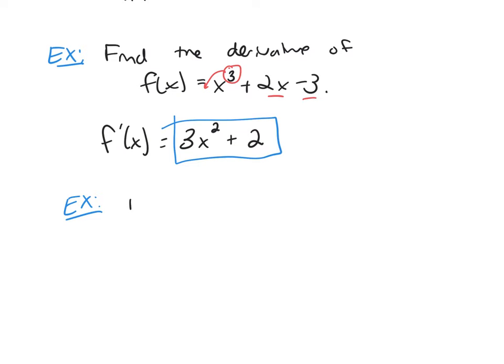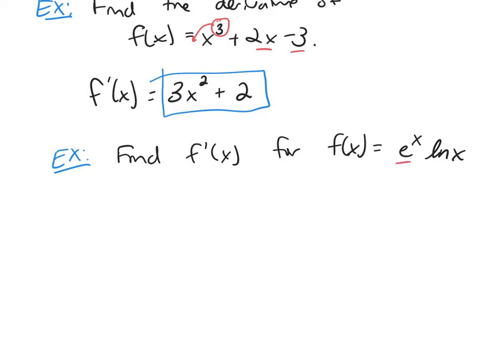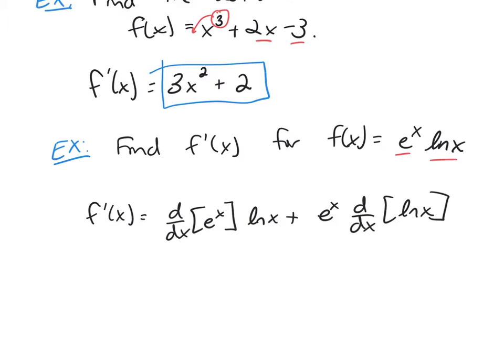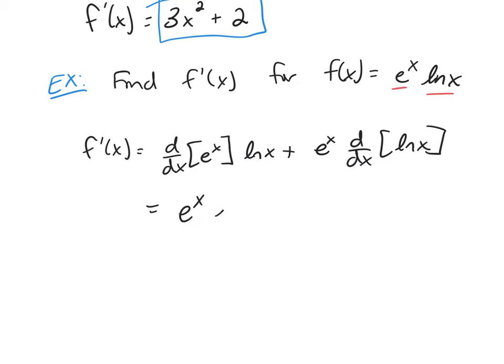So now let's find f prime of x for the function e to the x times ln of x. So here we have a product of two functions, so I'm going to use the product rule. So f prime of x, the product rule says you take the derivative of one of them, e to the x times the second, and then you flip it. You take the first one times the derivative of the second. The derivative of e to the x is e to the x. The derivative of ln of x is 1 over x. And there's my derivative.